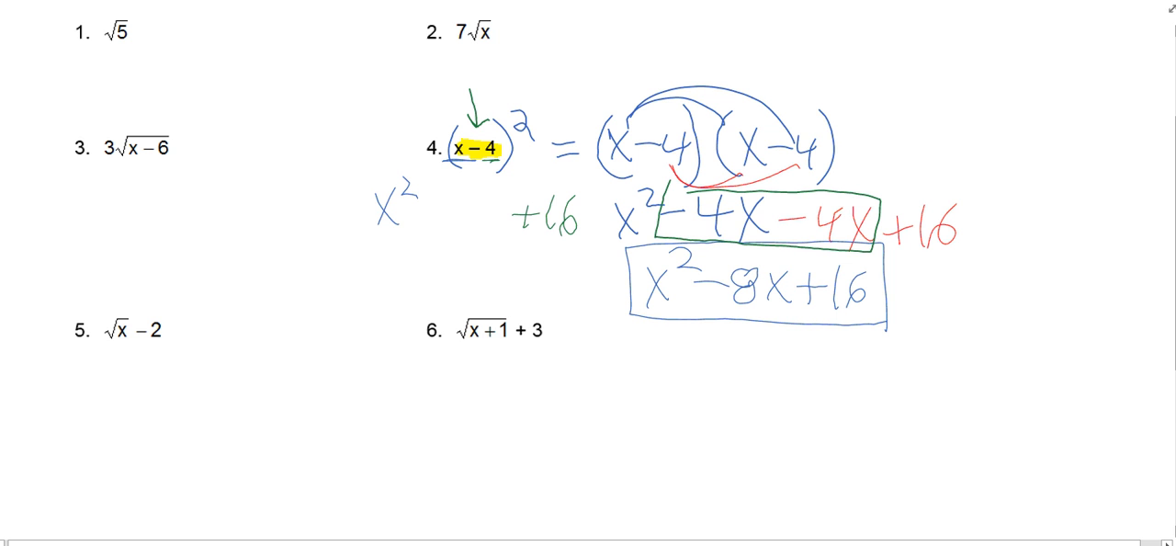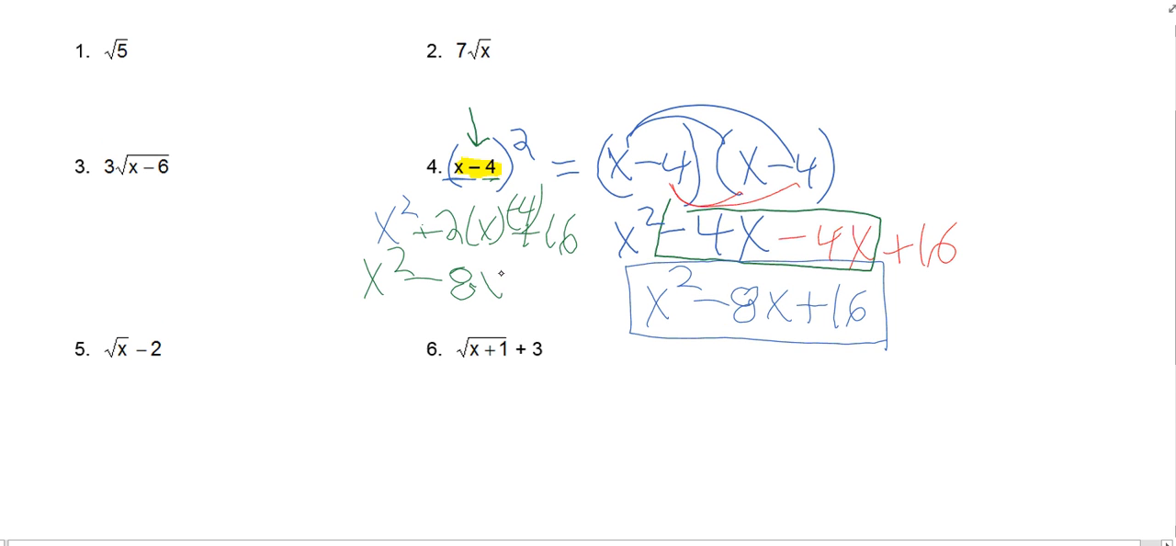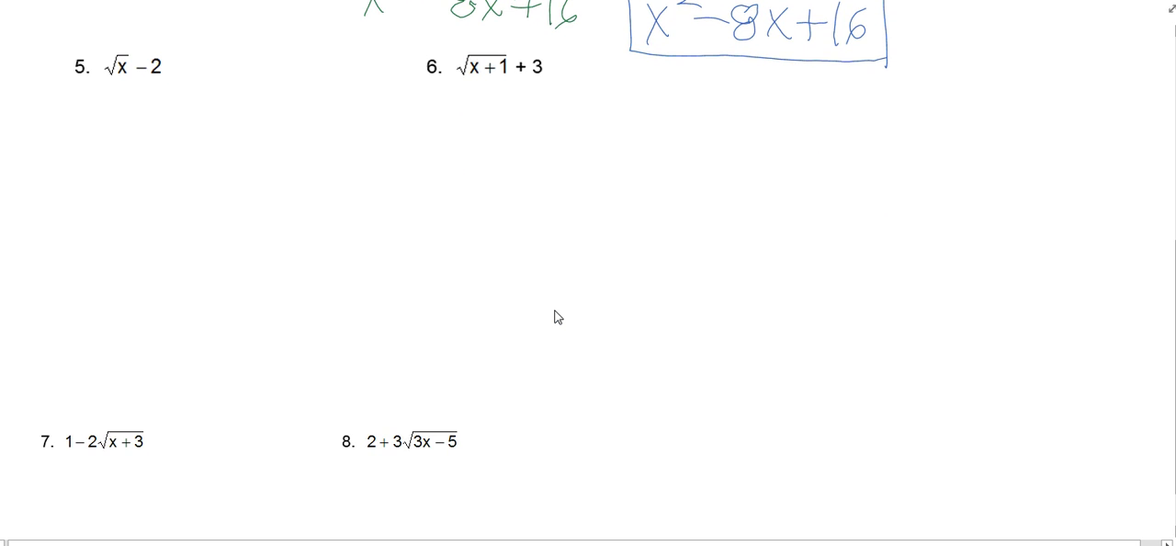and then multiply 2 times x times negative 4, and of course that would just give you x squared minus 8x plus 16. Alright, let's get a little more practice with that. Number 5 and 6. It's a little trickier here.